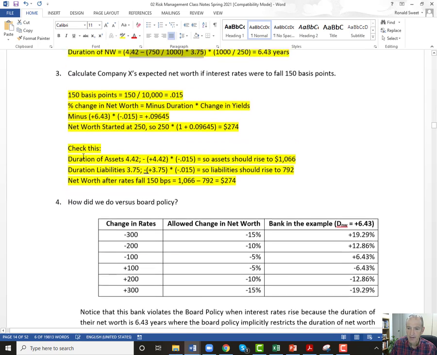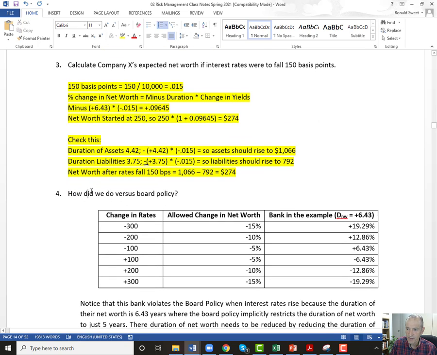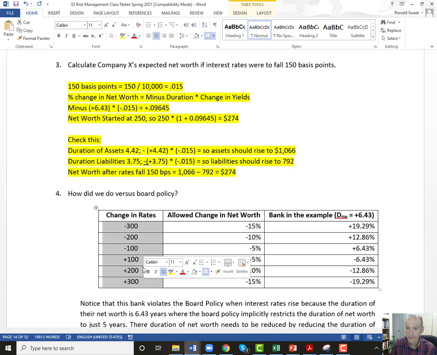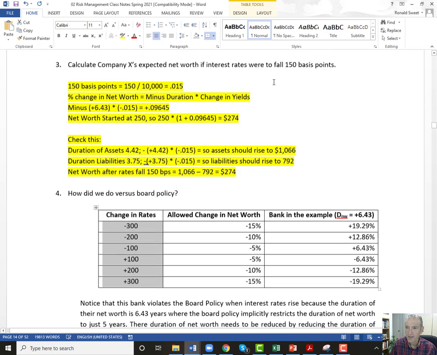All right. Now, does this meet board policy? Well, here's their board policy. They say if interest rates, now some students get really confused on the exam. This question 3 has absolutely nothing to do with question 4. All right, sometimes I've even stopped asking question 3, but I think I'm going to keep asking it because I don't know why students get so confused. This is simply a stress test question. What would happen if interest rates fall 150 basis points? The 150 basis points is not even in this table for the board. All right, so this is just another scenario.